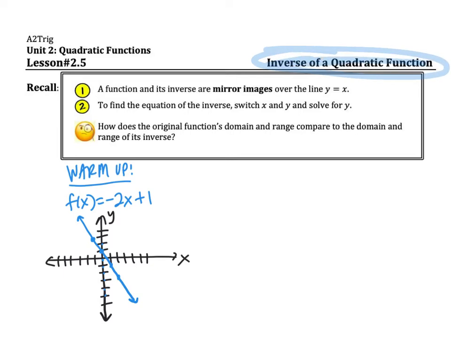So we talked a little bit about inverse functions in Unit 1. We talked about them graphically and algebraically, and we're going to expand on that specifically with regard to quadratics today. But first, let's just look at the overall idea and do a little warm-up and remind ourselves about what the inverse is, both graphically, which is number 1, and then algebraically. So graphically, a function and its inverse are mirror images of each other over the line y equals x.